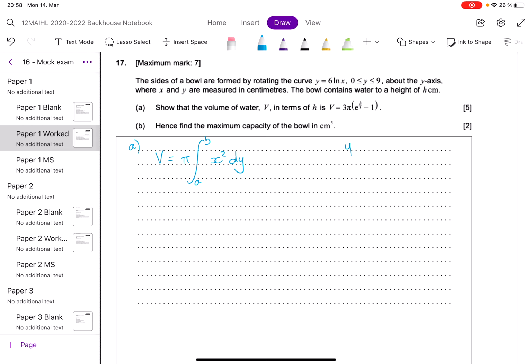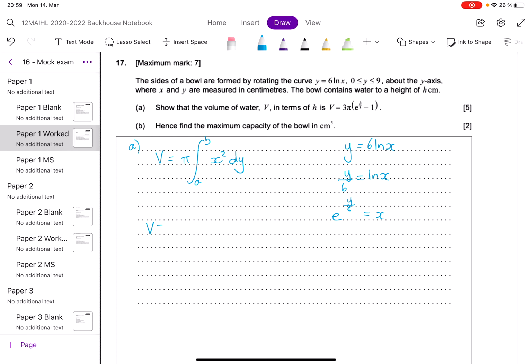We've got y as a function of x. So let's divide by 6. And let's get rid of the ln. To get rid of the ln, we've got to raise everything to the power e. Okay, so x equals e to the power of y over 6.